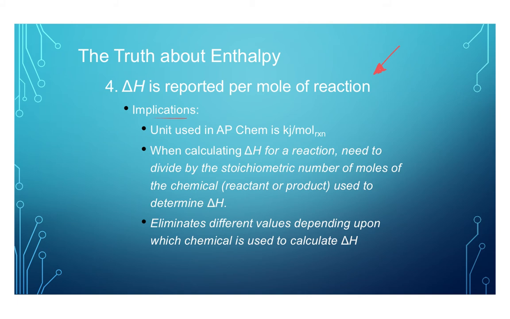But the reason why this is important is because the unit used in AP chemistry is kilojoules per mole reaction. So this means when we're calculating the delta H for a reaction, we need to divide by the number of moles of whichever chemical we use to determine the delta H. The reason we do this is that it eliminates different values depending upon which chemical is used to calculate the delta H, because different numbers of moles would give you a different number if you didn't standardize it all to kilojoules per mole reaction. This will make more sense once we do an example, which is next.